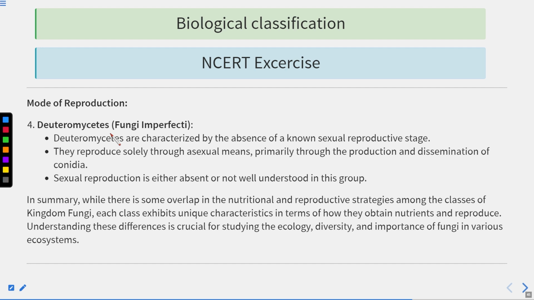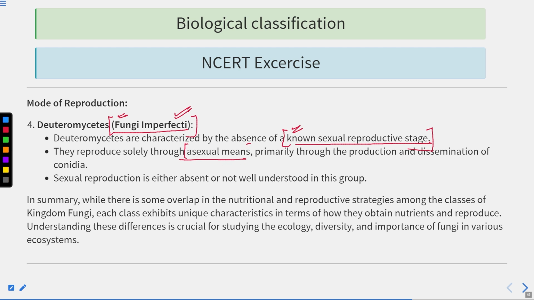Okay, the next one is the deuteromycetes, fungi imperfecti. This is very, very important. Deuteromycetes are characterized by the absence of a known sexual reproductive stage. They are not showing any sexual reproductive stage, and that is why they are called fungi imperfecti, imperfect fungi. So they reproduce solely through asexual means.